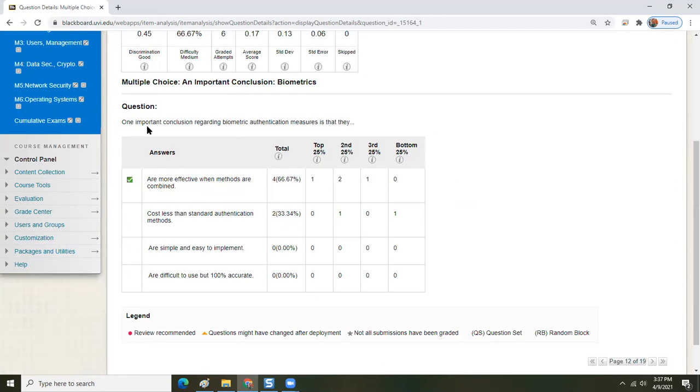This is multiple choice. One important conclusion regarding biometric authentication measures is that they are more effective when methods are combined. They do not cost less than standard authentication methods. Use of a password is free. A retina scanner for your eyeball or a fingerprint scanner has a definite cost to it. And it costs a lot more than using a free password. They're not simple or easy to implement. And it's very difficult to get 100% accuracy. Those are the things that are true about biometrics. Any questions about this item?